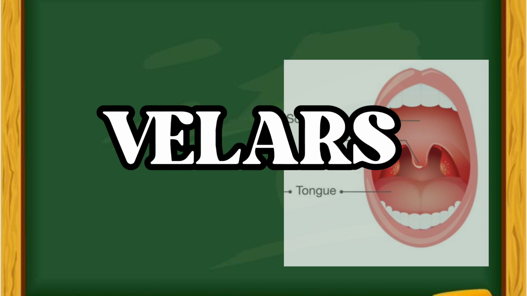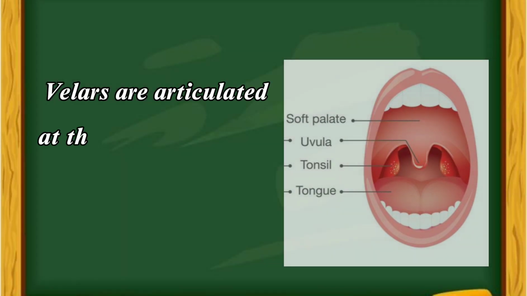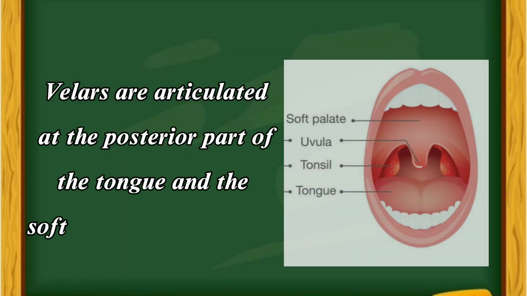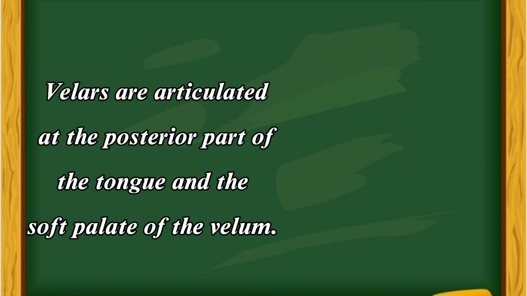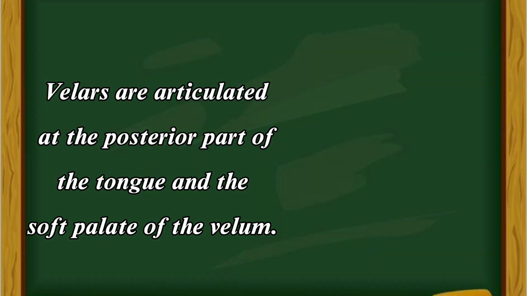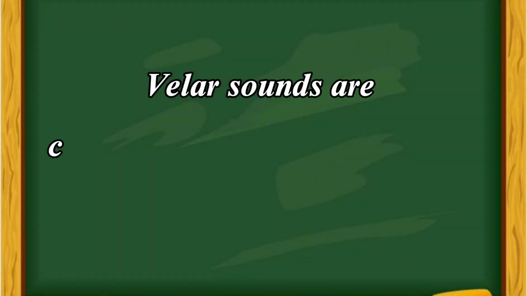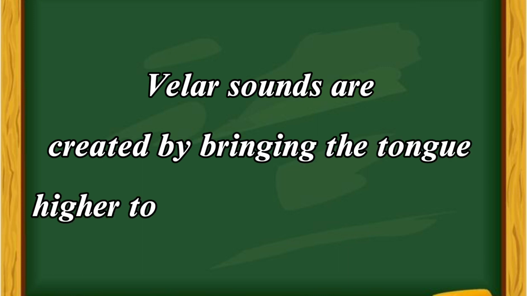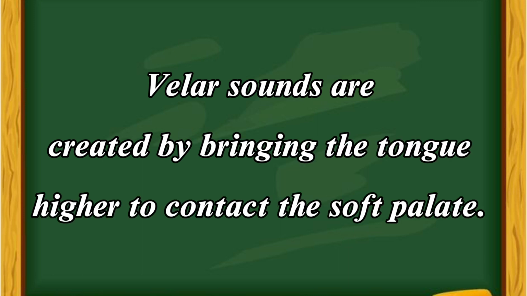Velars are located at the posterior part of the tongue, and the soft palate or velum is located behind the hard palate at the back of the mouth. Velar sounds are created by bringing the tongue higher to contact the soft palate, or it is a sound that involves a constriction between the body of the tongue and the velum.